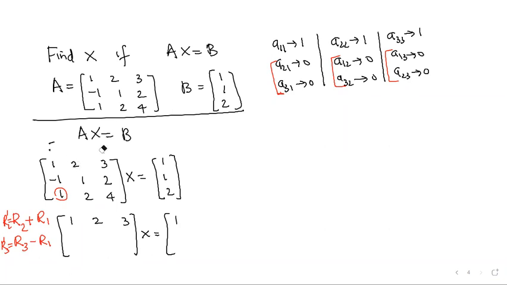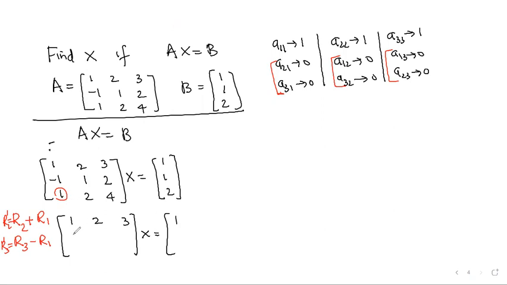Can you see me? Listen carefully. After making this 1, you should make these two zeros. Same way, after making this 4, 1, you should make these two zeros. Is it fine? Making 1 is the first job in each column.